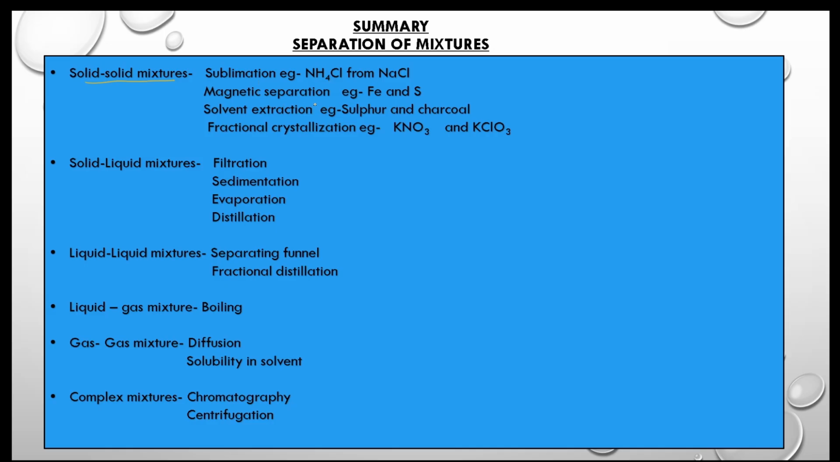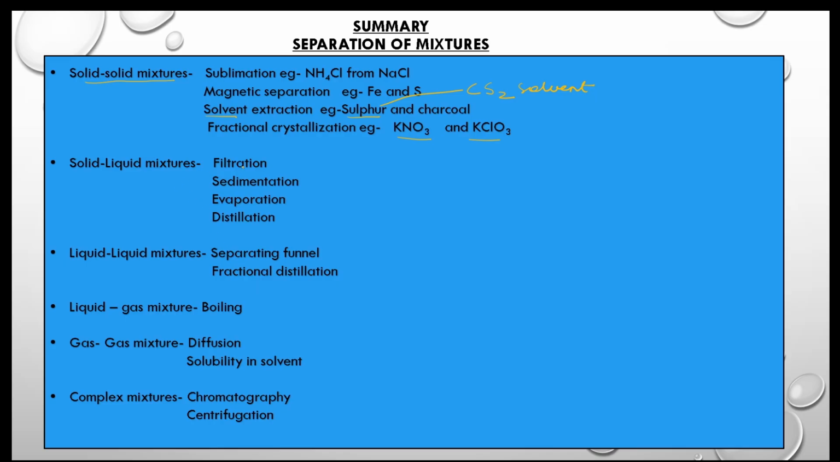In magnetic separation, we saw the example of iron and sulfur. In solvent extraction, sulfur and charcoal. Solvent means sulfur will be soluble in carbon disulfide solvent, and that is how we will be able to remove sulfur from charcoal. And in fractional crystallization, we saw the example of potassium nitrate and potassium chlorate. That is again a very important example which you need to remember.